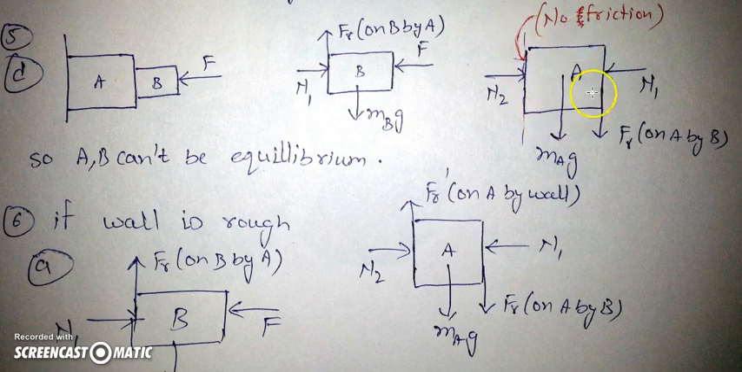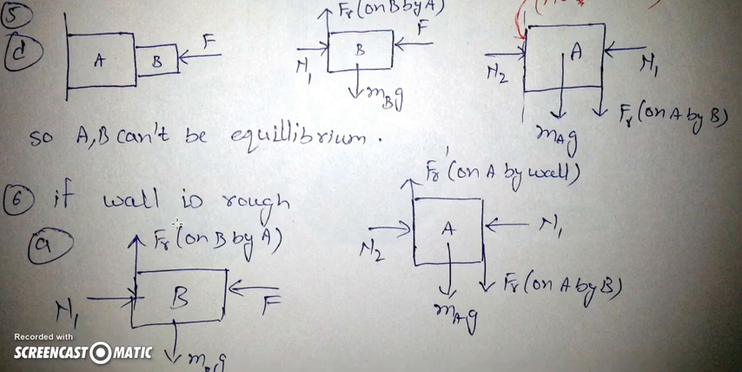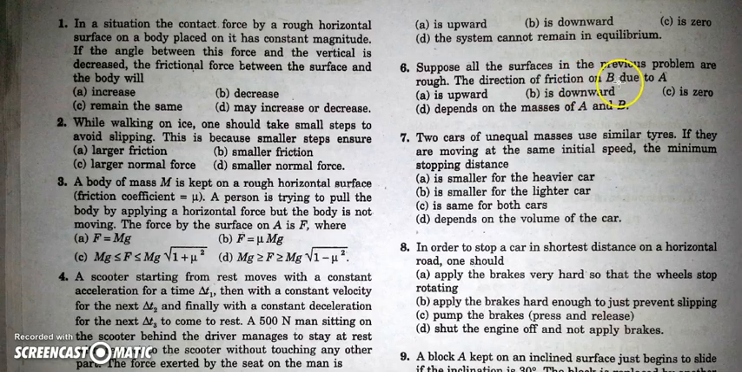So A cannot be in equilibrium in this situation. Hence, the equilibrium is not possible when the wall is smooth. Okay. In the next question, when the wall is rough, the wall will provide this upward friction on A, and the rest of the forces will be in the same direction as explained earlier. So friction on B due to A should be in the upward direction.